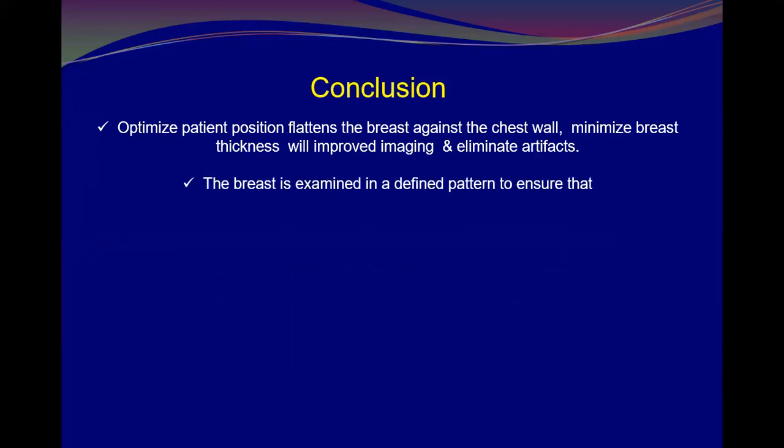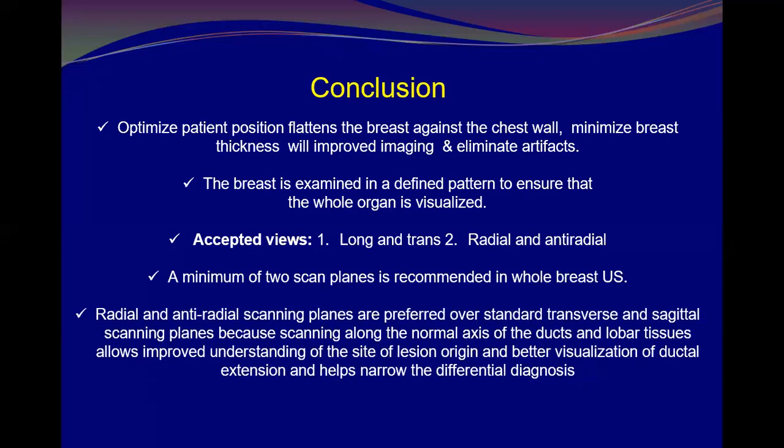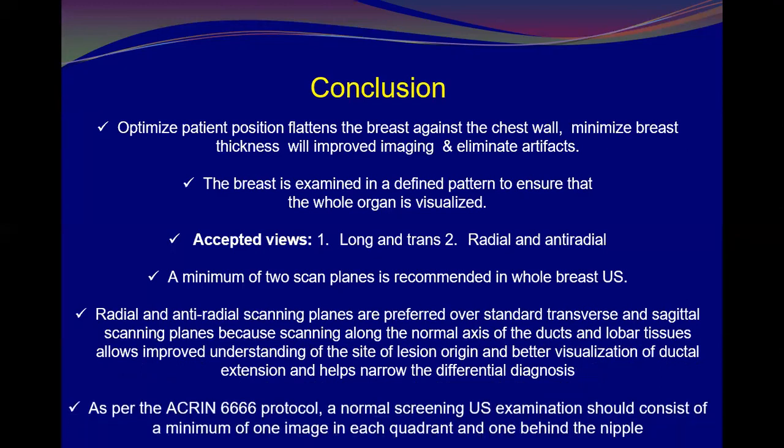and eliminate artifacts. The breast is examined in a different pattern to ensure that the whole organ is visualized. Accepted views, as we mentioned, are long and trans, radial, anti-radial. A minimum of 2 scan planes is recommended in whole breast ultrasound. Radial and anti-radial scanning planes are preferred over the other scan, and we mentioned that because it improves the visualization of the lesion origin and its extent.